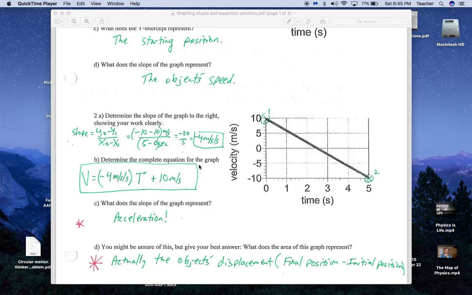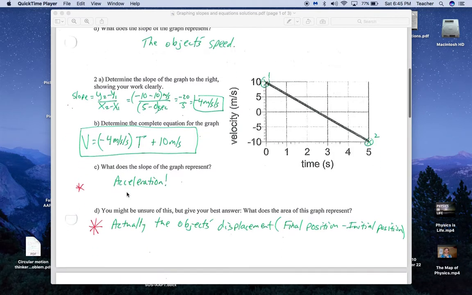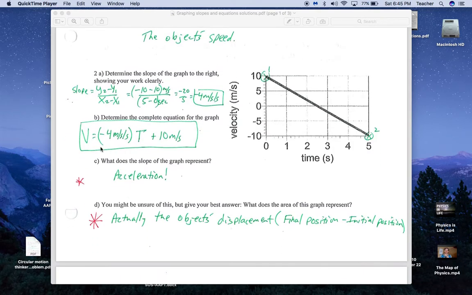And that's a type of acceleration. So the velocity here is equal to negative 4 meters per second times time plus our y-intercept of plus 10 meters per second. So if you plug in any time for this, you'll be able to get the velocity at that instant. And assuming the trend continues, you could do that beyond the 5-second range. What does the slope of this represent? Well, it's how velocity is changing with respect to time, and we call that acceleration.